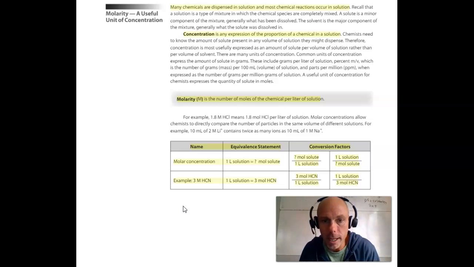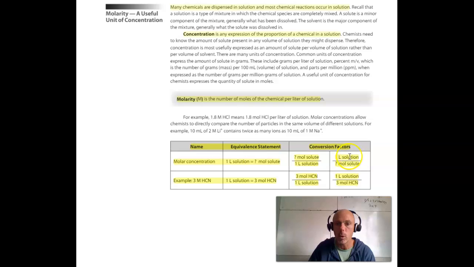And as we know from any equivalence, 2 conversion factors can be written, either with moles of solute on top and 1 liter in the bottom, or with 1 liter in the numerator and X moles of solute in the denominator. And while there are 2 conversion factors that can be written from this one equivalence, it's this left-hand one, moles of solute per liter of solution, that aligns with the definition for molarity, which, again, is moles per liter. We've got an example at the bottom.